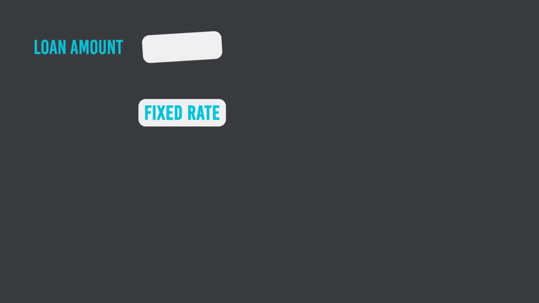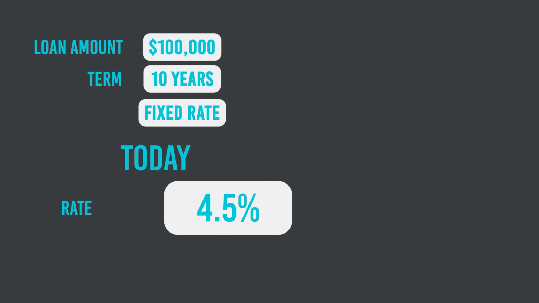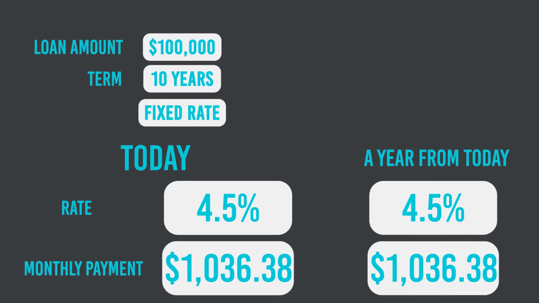Let's say you have a fixed interest rate student loan. You borrow $100,000 on a 10-year term. Today, your interest rate is 4.5%, and your monthly payment will be around $1,036.38 as long as you're making your minimum monthly payment on time and not making any prepayments. That's the same whether we're talking about today, or a year from now, or 5 years from now, or 8.5 years from now. It's going to remain the same.